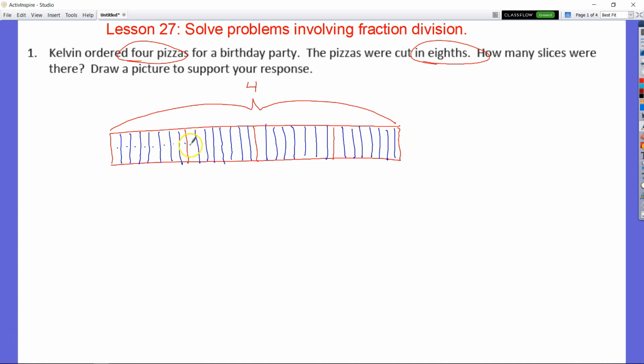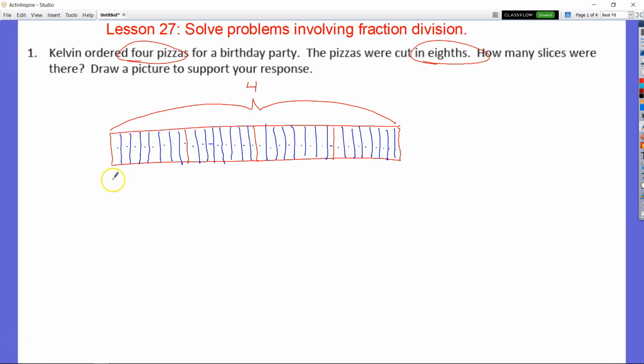We already counted that first eighths. That's 9, 10, 11, 12, 13, 14, 15, 16, 17, 18, 19, 20, 21, 22, 23, 24, 25, 26, 27, 28, 29, 30, 31, 32. So we know that there would be 32 slices.